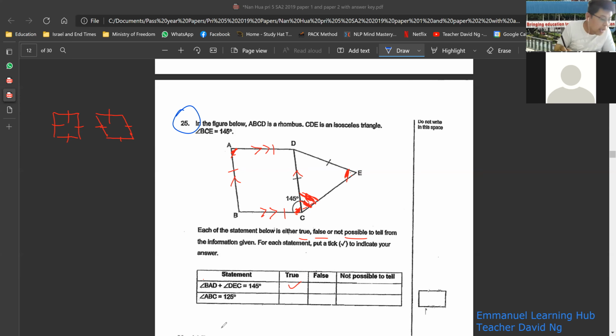Okay, then the next one, angle ABC is 125. That one not possible to tell. I think this one you got it right. It's only this part you got it wrong. This one you got it right. Impossible to tell. Angle ABC is impossible to tell. The reason is because I don't know this angle. Nobody knows this angle. So you cannot say that ABC is 125. That's the reason why it's impossible to tell.